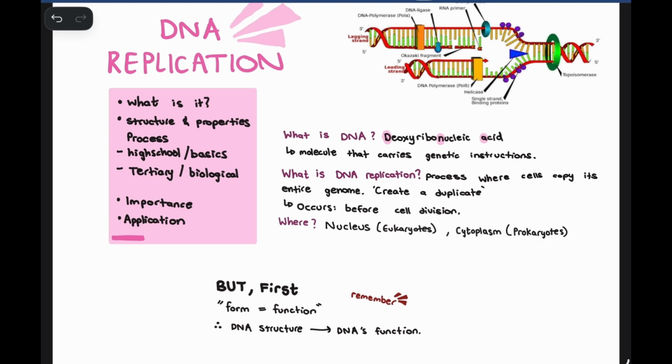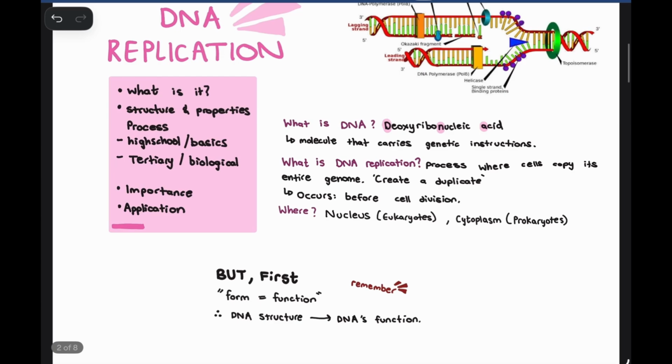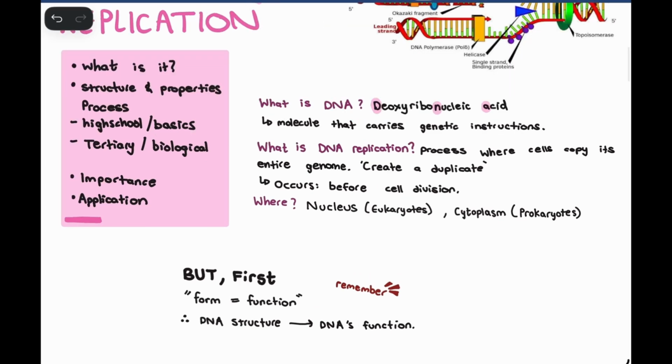This process occurs before cell division. This is important because during cell division, the cell makes a complete copy of itself. So it needs the DNA to have already been replicated to split into the new cells. DNA replication occurs in the nucleus in eukaryotes and in the cytoplasm in prokaryotes. This is because in prokaryotes, there is no defined nucleus, no membrane-bound nucleus, rather.